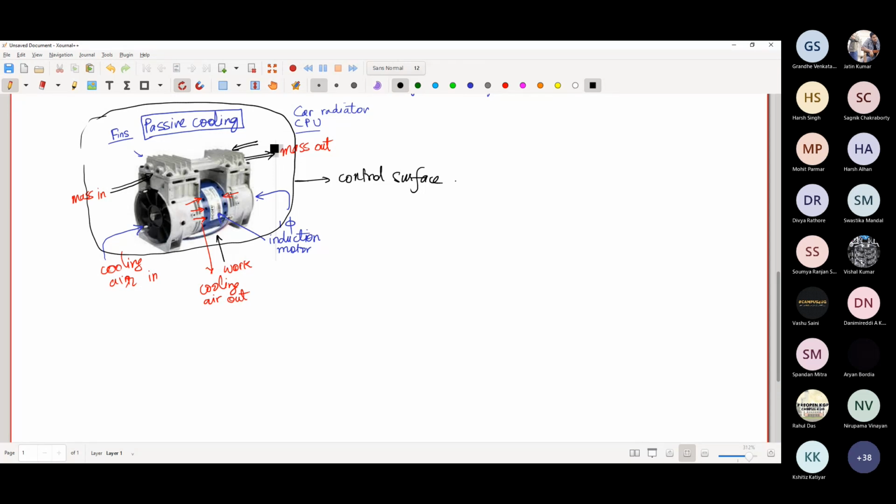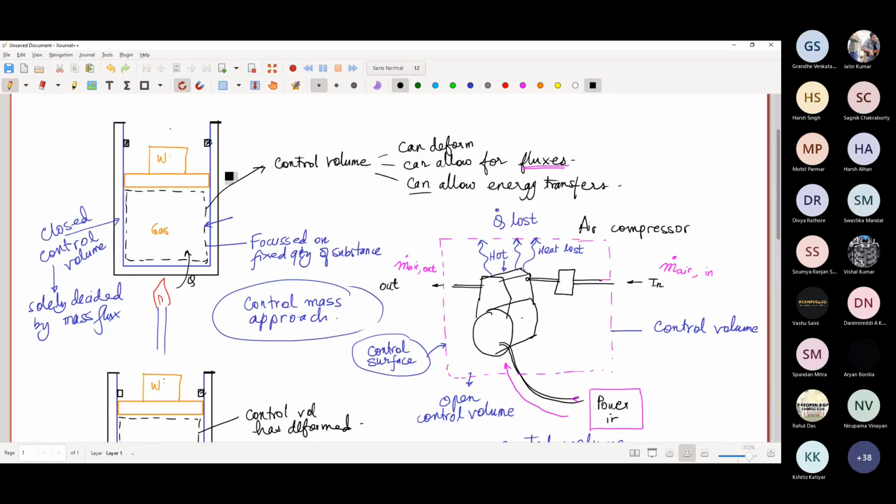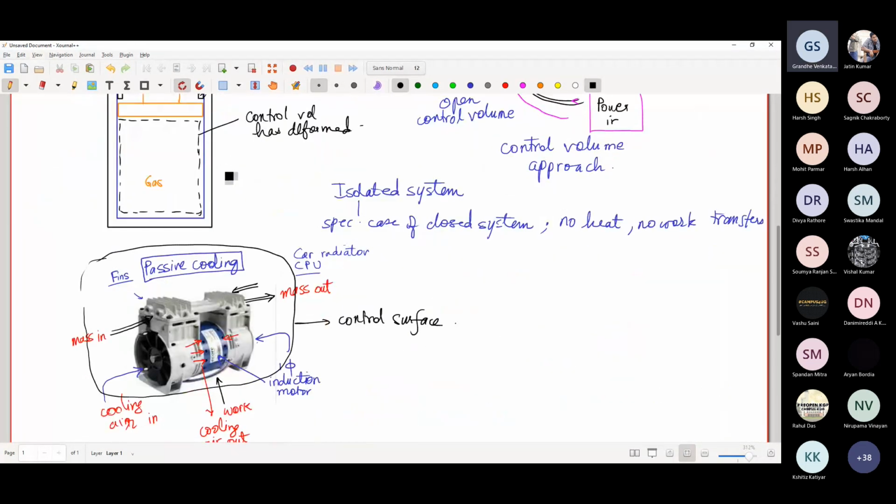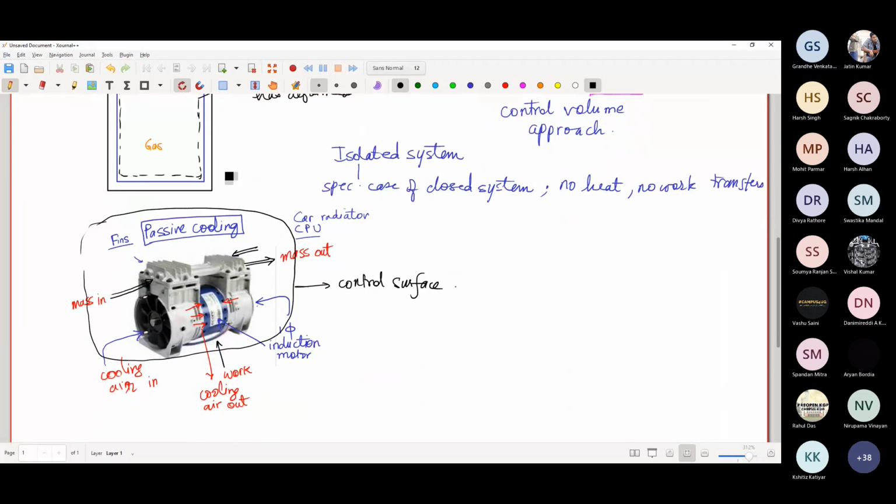So, so far so good, no doubts, very easy. Any doubts? Sir, am I audible? Yes. Sir, regarding control mass and control volume, based on what you have explained just before, can we use them simultaneously? No, you should never have to use them simultaneously, but you can use either of the two approaches.